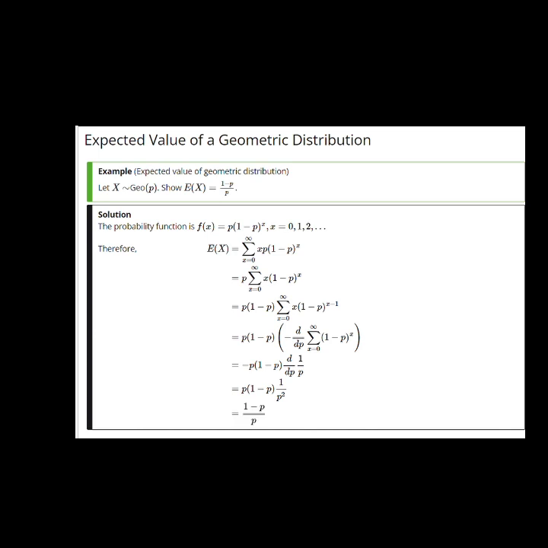Does this make sense? Suppose the probability of a heads on a toss of a coin is 1/3. What's the expected number of tails we'll get before we obtain the first heads? The claim here is that expected value is 1 minus p over p, which is 2/3 over 1/3, which is 2. On average, you should get 2 tails before the first heads. And in this case, that seems natural because the odds of tails to heads is 2 to 1.